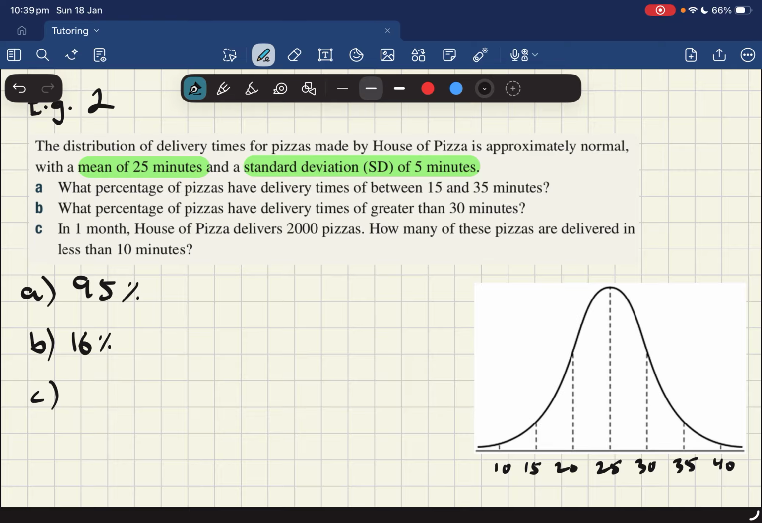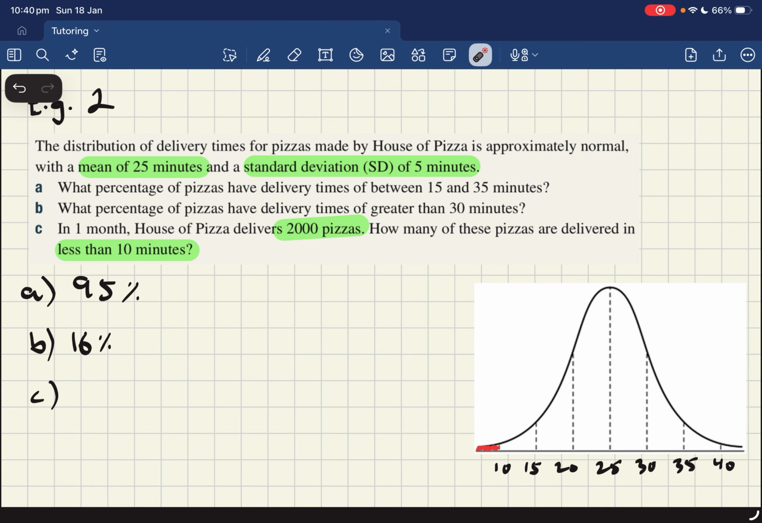Saying in 1 month, Pizza House delivers 2,000 pizzas. How many of these pizzas are delivered in less than 10 minutes? So less than 10 minutes, we are looking for a teeny tiny amount of pizzas, okay? So think about it. This is 3 standard deviations below, 10 is a score of 3 standard deviations below our mean of 25. This is all the scores that are less than that.